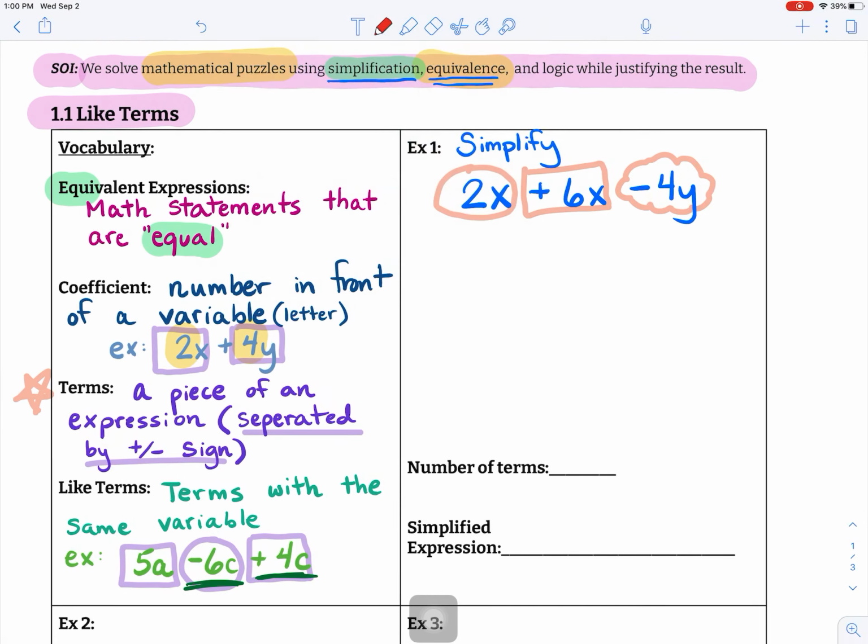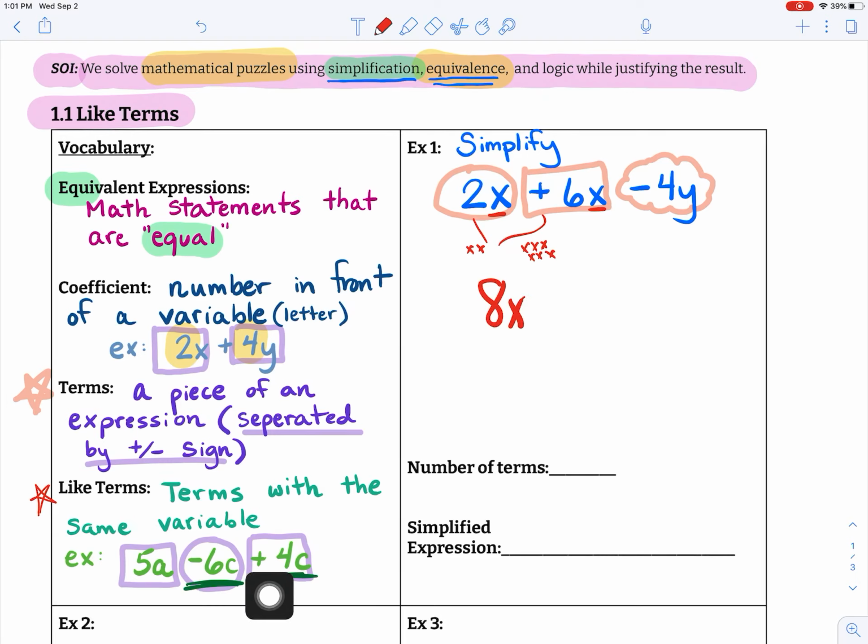So I'm allowed to do what's called combining like terms. So I'm going to identify the things that are like terms. And remember, that's a term with the same variable. So I see a 2x and I see a 6x. So what this is really saying is there's 2 x's here, and then there's 1, 2, 3, 4, 5, 6 x's here. So in total, I have 1, 2, 3, 4, 5, 6, 7, 8, right? Because 2 plus 6 is 8x.